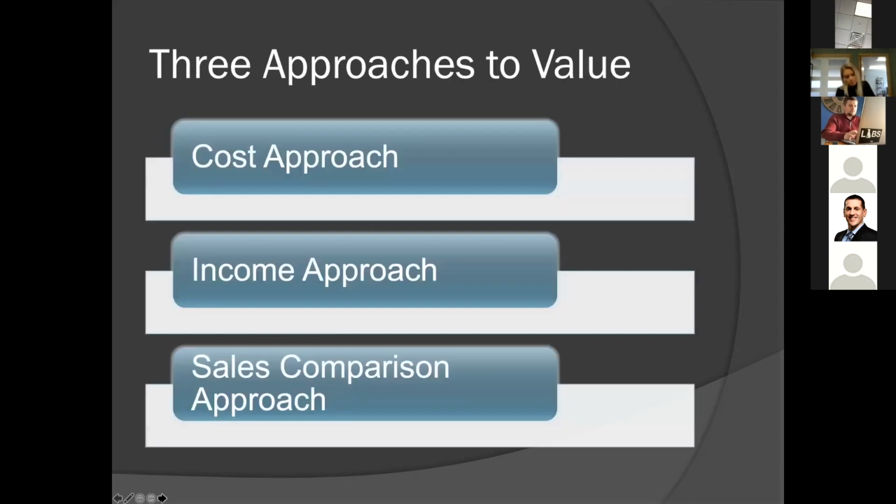Next slide, please. So like I talked about earlier, there's 3 approaches: cost, income, and sales. Next slide.